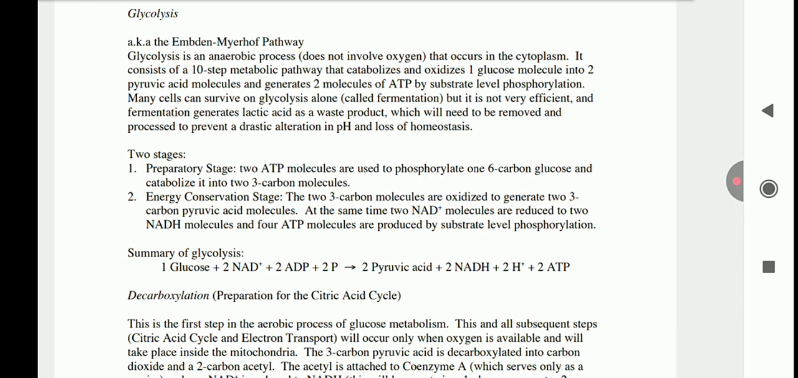Energy conservation stage. The two 3-carbon molecules are oxidized to generate two 3-carbon pyruvic acid molecules. At the same time, two NAD positive molecules are reduced to two NADH molecules and 4 ATP molecules are produced by substrate-level phosphorylation. Summary of glycolysis: glucose plus 2 NAD+ plus 2 ADP plus 2 P yields 2 pyruvic acid plus 2 NADH plus 2 H+ plus 2 ATP.